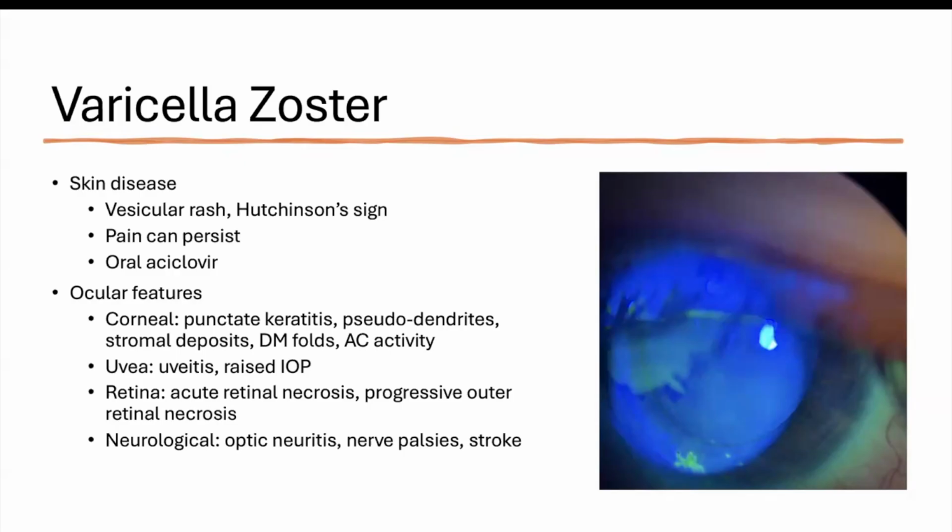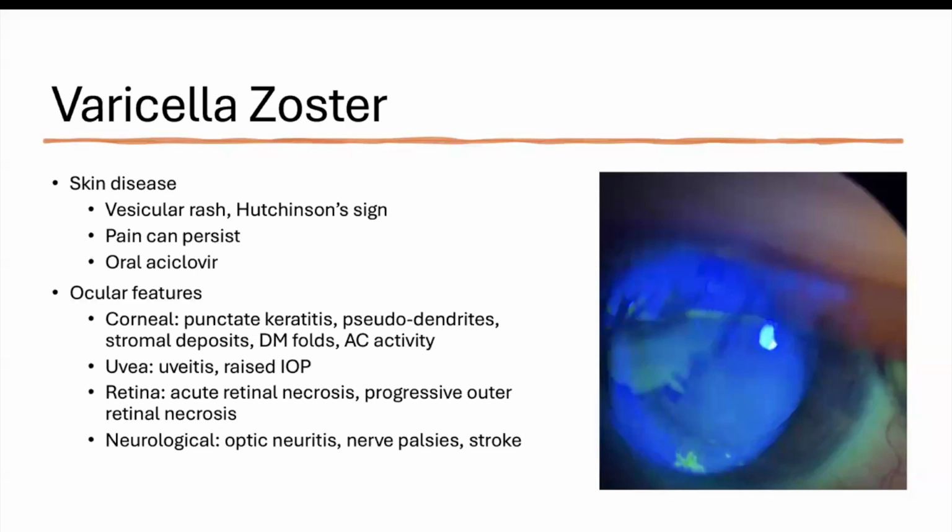So you can either get an acute retinal necrosis, an incredibly painful eye, a severe drop in vision, or you can get this progressive outer retinal necrosis. And we'll talk about these in a bit more detail when I talk about your posterior uveitis and your posterior retinitis. But it can also cause neurological problems. So it can give you an optic neuritis, it can give you nerve palsies and even stroke.